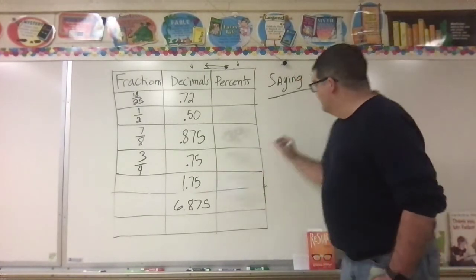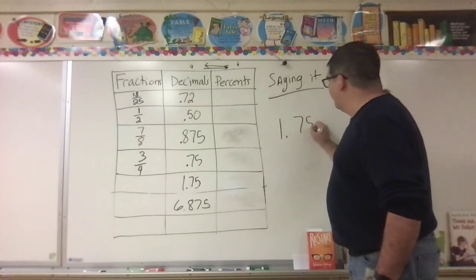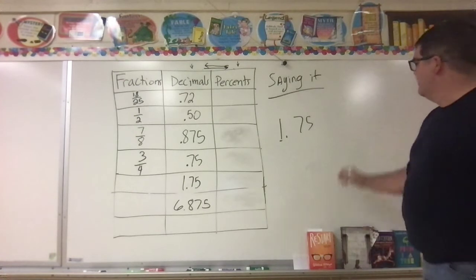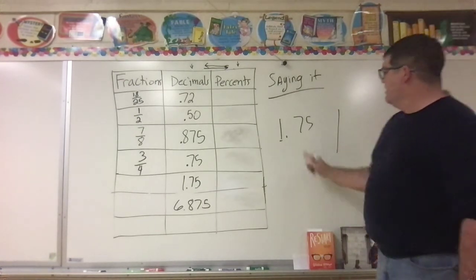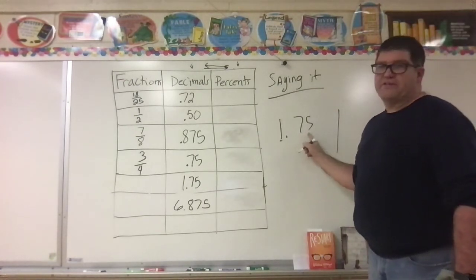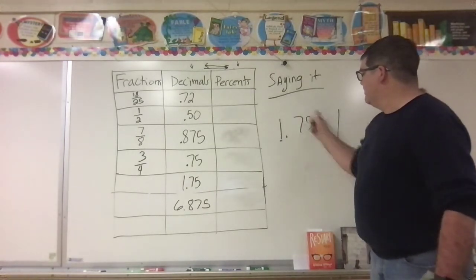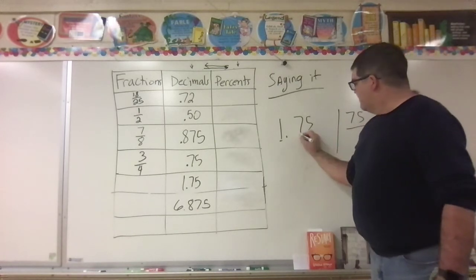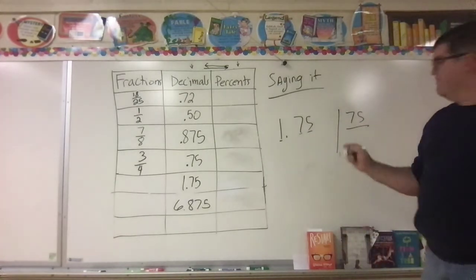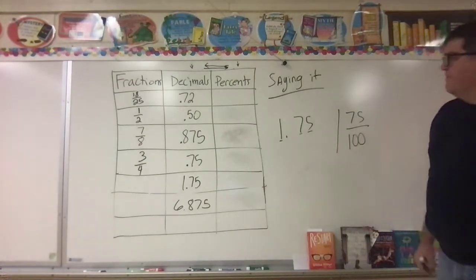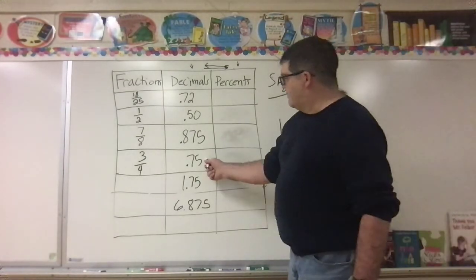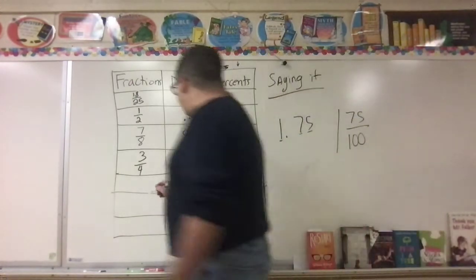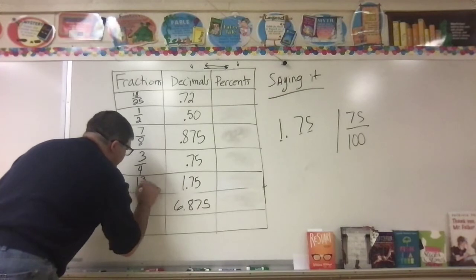All right, now let's do 1.75. Now this whole number is a whole number. So it's going to be 1, and this is your fraction. This is your part of a whole. So you write 75, and this is the tenths, this is the hundredths. 75 hundredths. Now, remember this was 75 hundredths too? And we were able to reduce it down to 3/4. So this is 1 3/4.